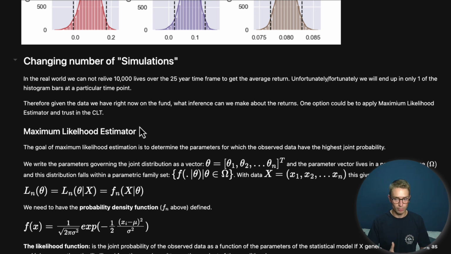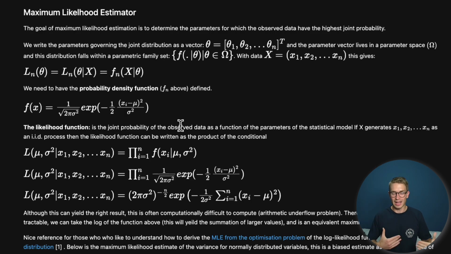And one of the options that's available to us, and what most people assume and jump to immediately, is using the maximum likelihood estimator, and they trust in the central limit theorem, even if the fund's only been around for 2 years and has limited data. I've put something together here about the maximum likelihood estimator function. You don't need to read it all. I'll just briefly explain it here.